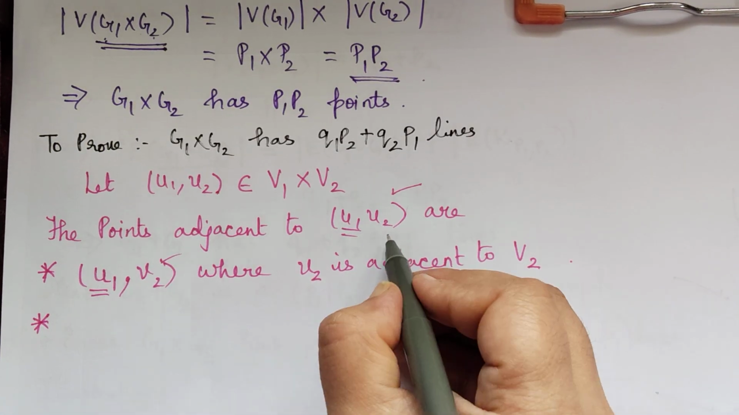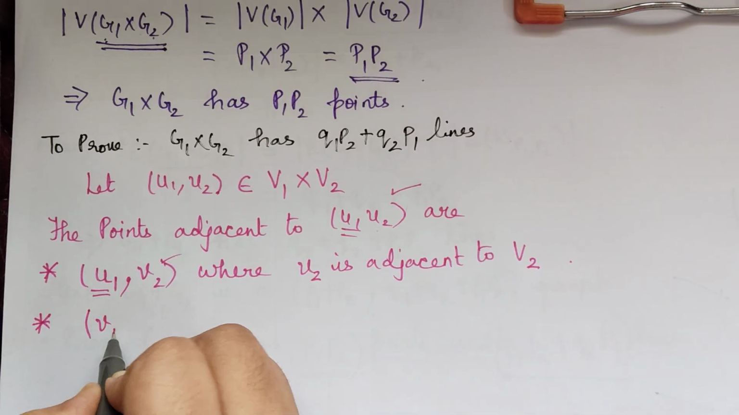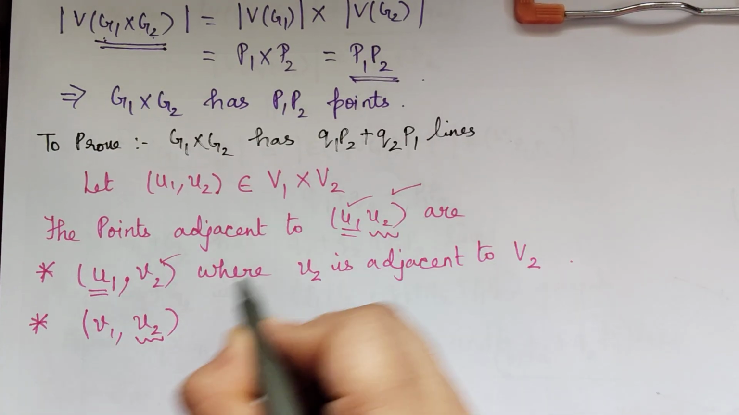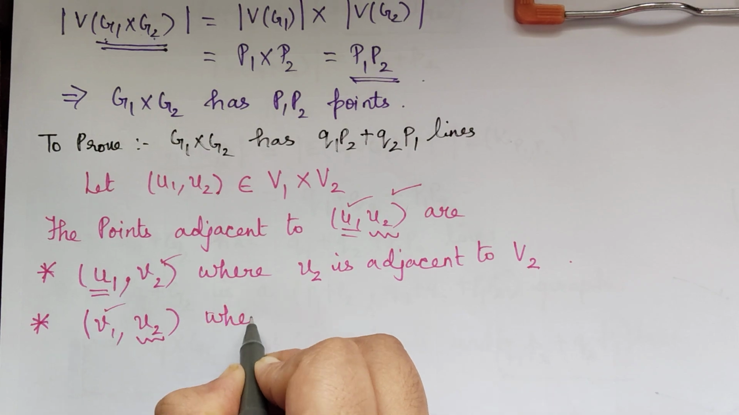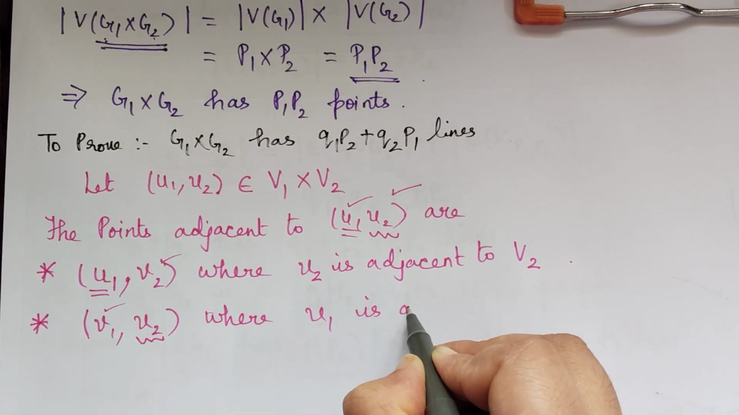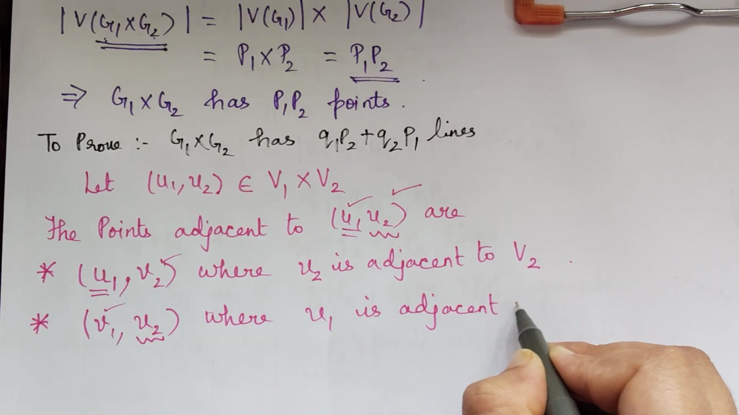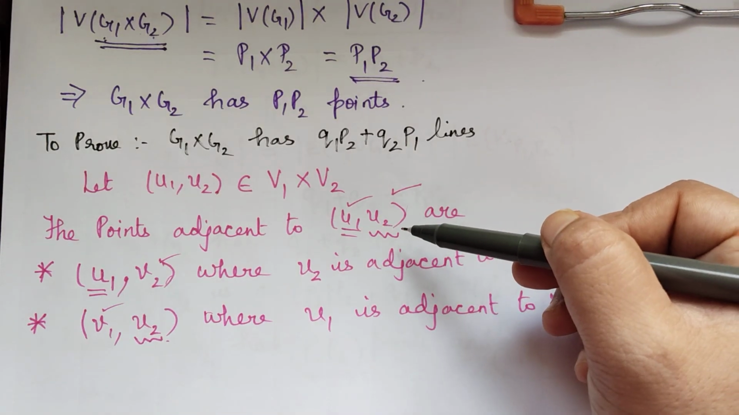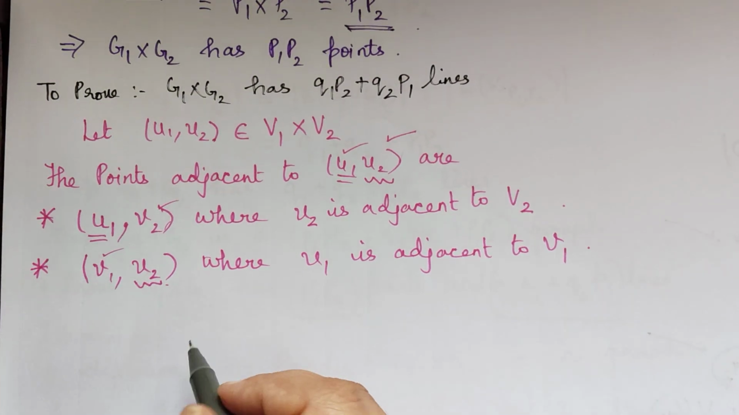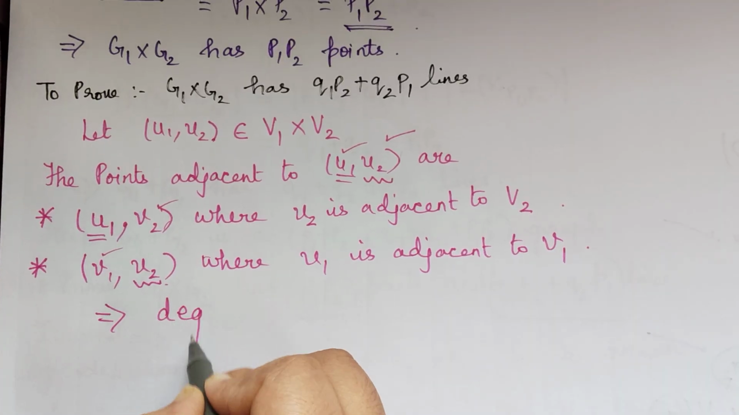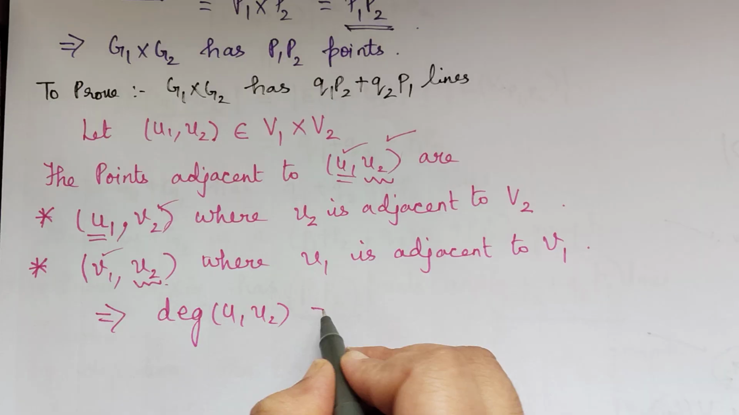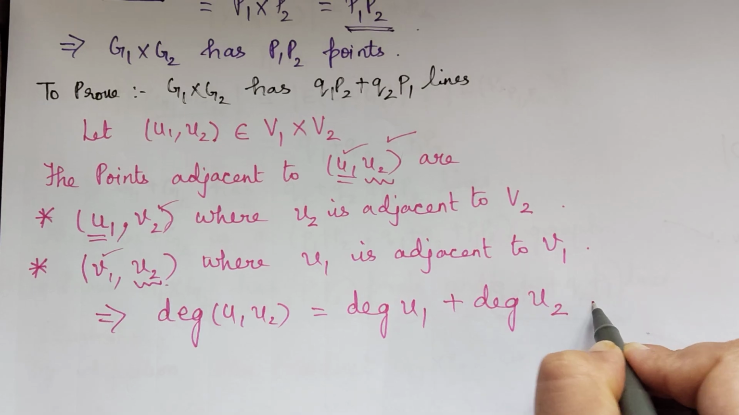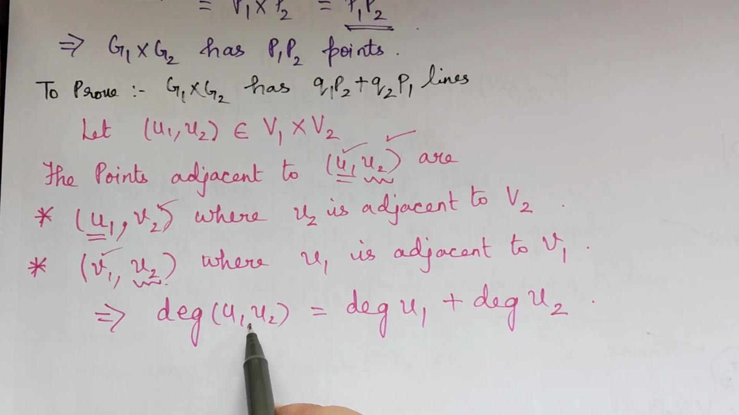And what is the other point? If we take, for example, v1 u2, where the u2 are equal, then u1 should be adjacent to v1, so where u1 is adjacent to v1. So these are the 2 kinds of points that will be adjacent to the point u1 comma u2. So the degree of u1 comma u2 will be equal to the degree of u1 plus the degree of u2. With this we get the degree of u1 comma u2.